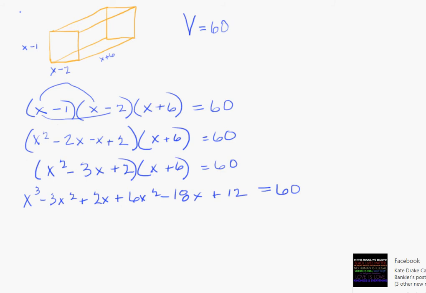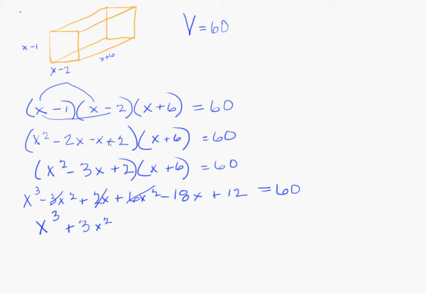Okay, so big string of terms here. Let's simplify and combine like terms. So I end up with x cubed; negative 3x squared and positive 6x squared gives me positive 3x squared; 2x and negative 18x gives me a negative 16x; and then I have plus 12, and all this is equal to 60.